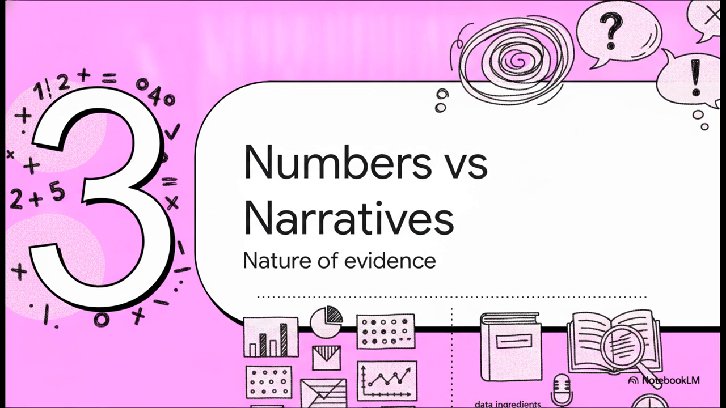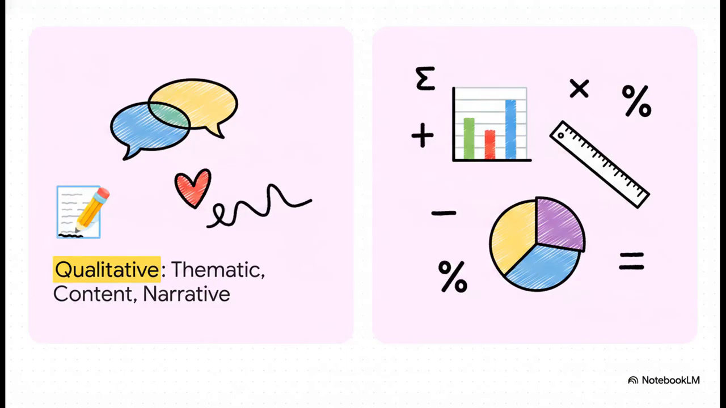All right, on to phase 3, numbers versus narratives, getting a handle on the actual nature of your evidence. This comparison is an absolute classic. On one hand, we've got qualitative analysis. This is all about non-numerical data. We're talking interviews, reviews, social media comments. We use thematic and content analysis, coding and interpretation to find the deep meaning behind the words.